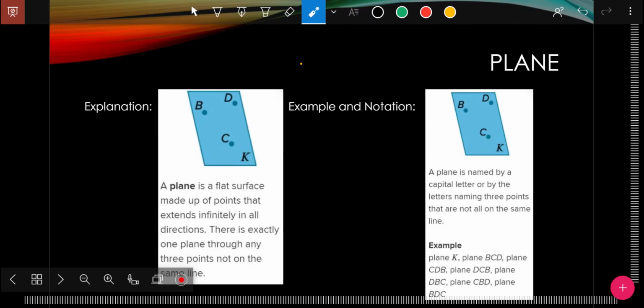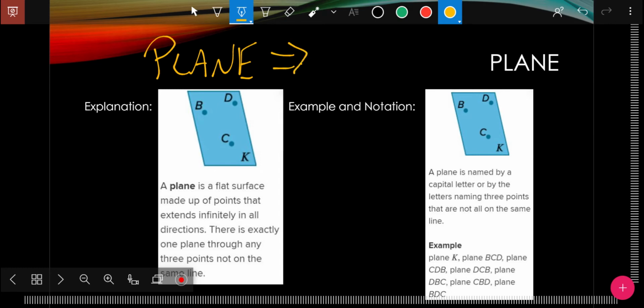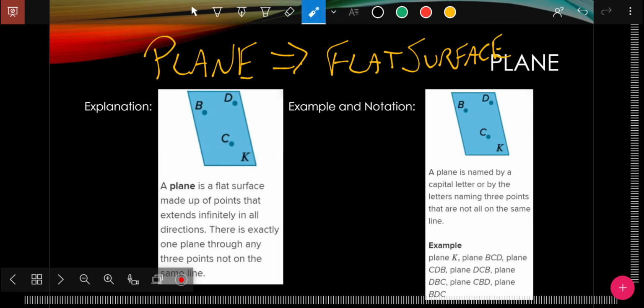The last one is plane. All right. Plane notation is not as good, but let's talk about the definitions first here. So a plane. And the book is right here. I'm just going to shorten their answer. The book says flat surface. I call it a flat surface. We are in complete agreement. So a plane is a flat surface. A plane is defined as a flat surface.